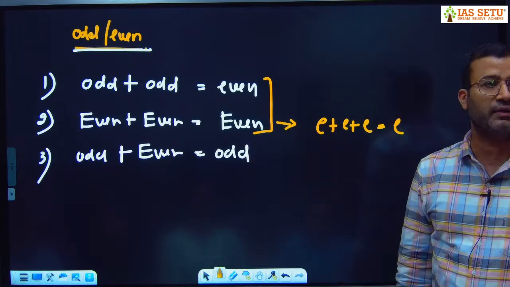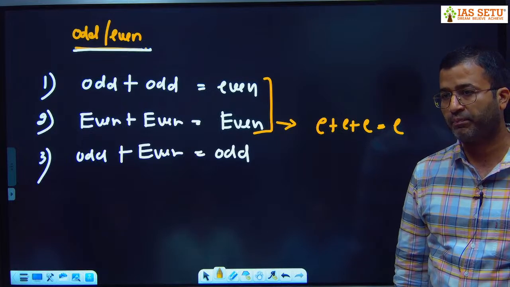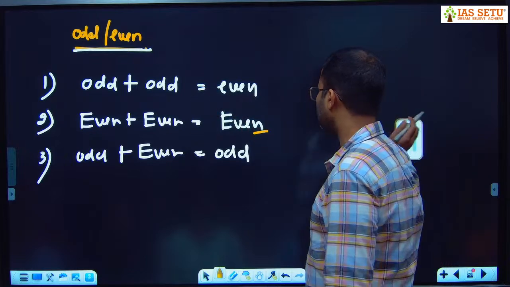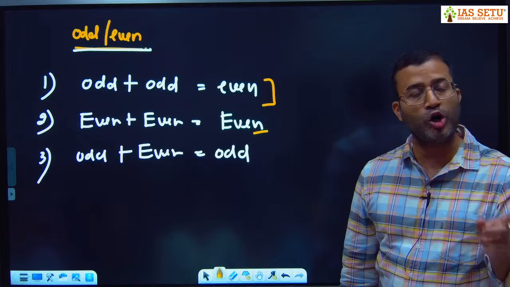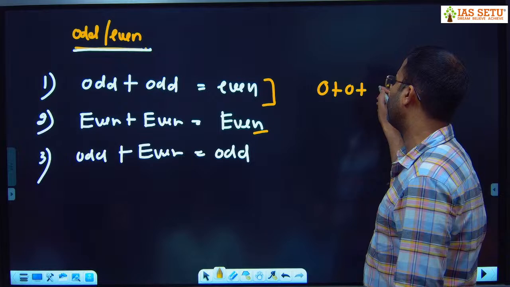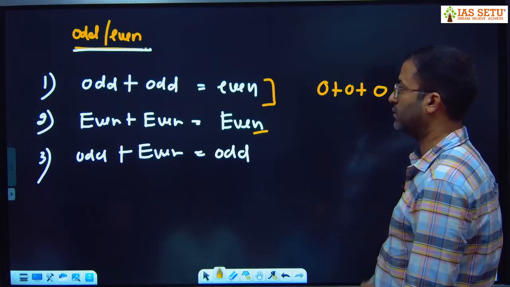You add 2 even numbers, you add 3 even numbers, you add 4 even numbers, the result is the same. Clear? But in this case, when you add 2 odd numbers, odd plus odd gives even. What about odd plus odd plus odd? Odd. So it makes an alternate pattern.